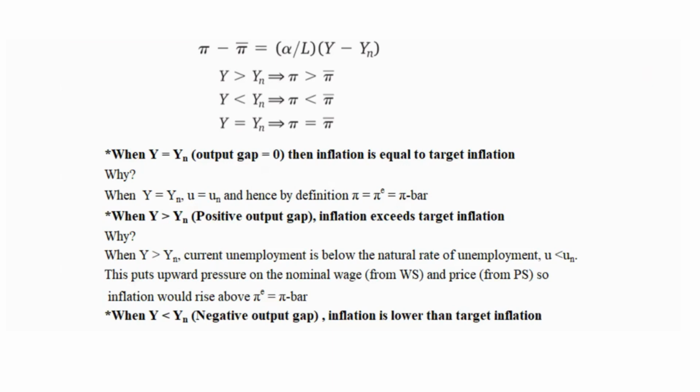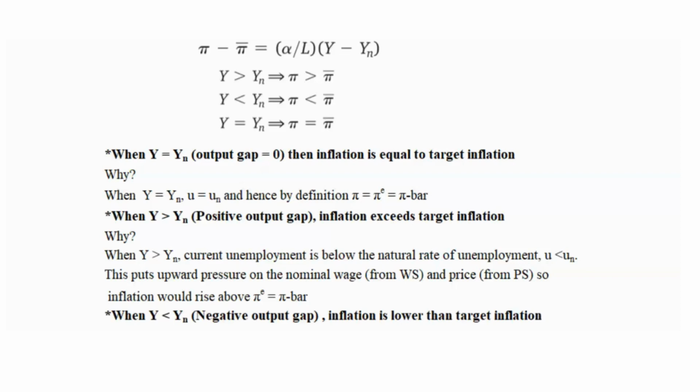When y is greater than yn, then this means that inflation exceeds the target inflation. That is because when y is greater than yn, we know that unemployment goes below the natural rate of unemployment when output is above the natural level of output. And when unemployment falls below the natural rate, this puts an upward pressure on nominal wages from WS through the bargaining process, which puts an upward pressure on prices from PS. So inflation rises above the expected inflation level, which is pi bar.